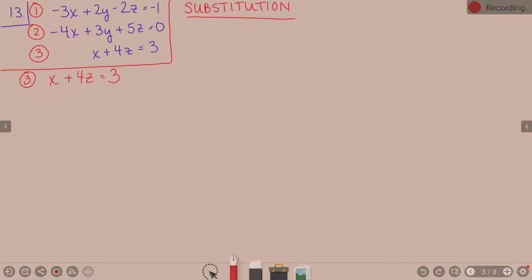How do I solve this for x? If it's x plus 4z, subtract 4z. And so we end up with the equation x equals, Justin's going to tell me 3 minus 4z. Some of the rest of you are going to tell me negative 4z plus 3. I don't care which way you go. Okay, so this is my solved equation. This is what I'm going to use to substitute.